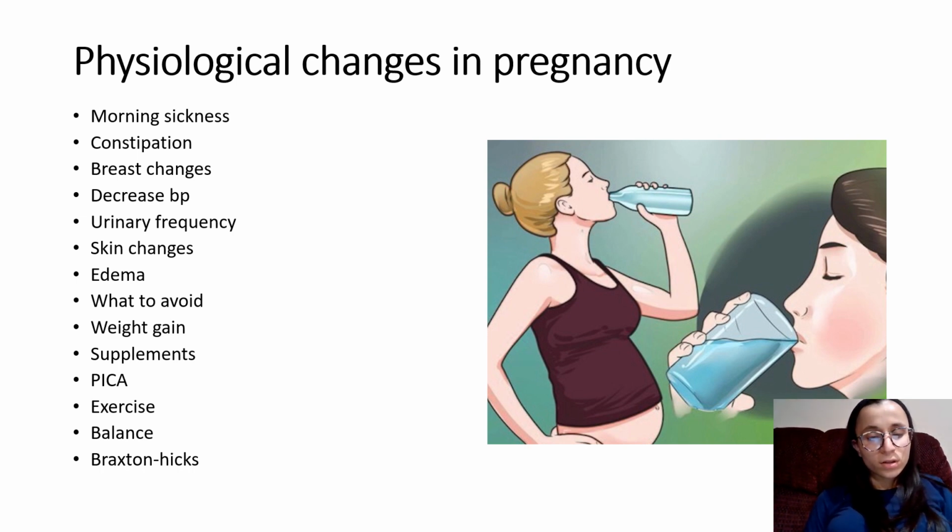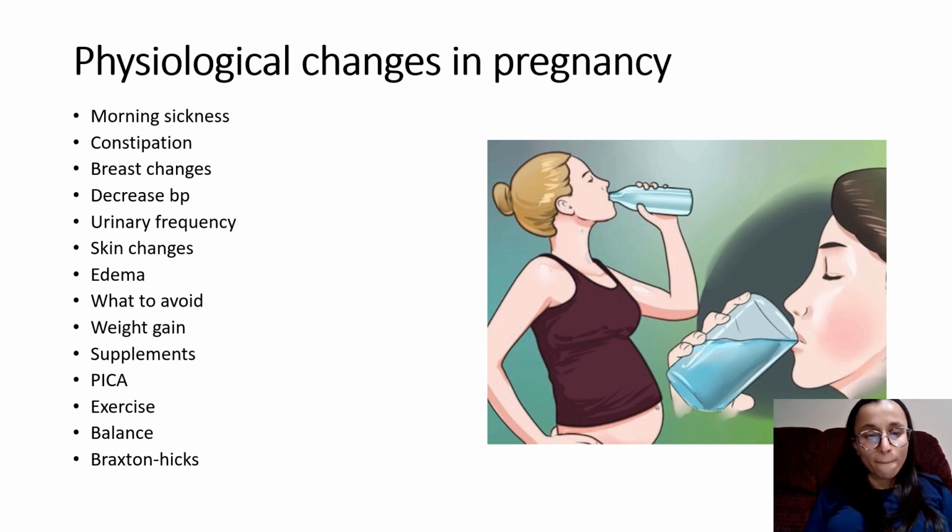The breast changes: they're going to double in size. You should just let them know that. Decrease in blood pressure is pretty common in pregnancy due to the dilation of the blood vessels. Urinary frequency happens towards the later stage, especially as the baby grows bigger and presses down on the bladder, so they feel like they have to keep going. That's normal.